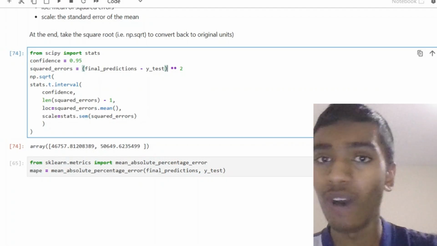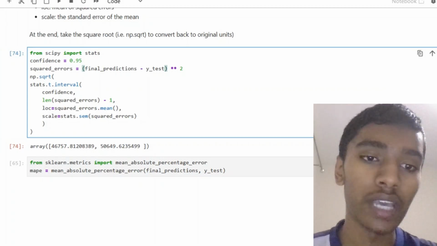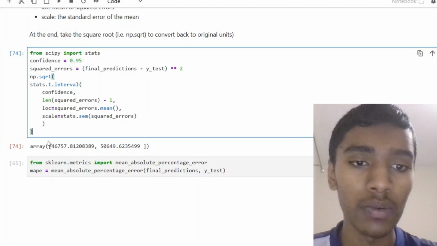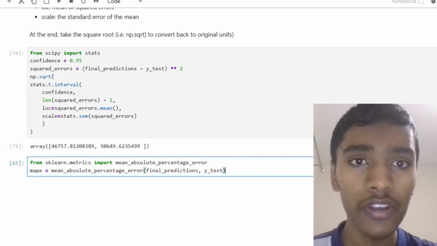You can rewind that and watch me say that again, because that's the idea behind what we're doing. It is very important that you understand what this interval actually means. So there you go for that.